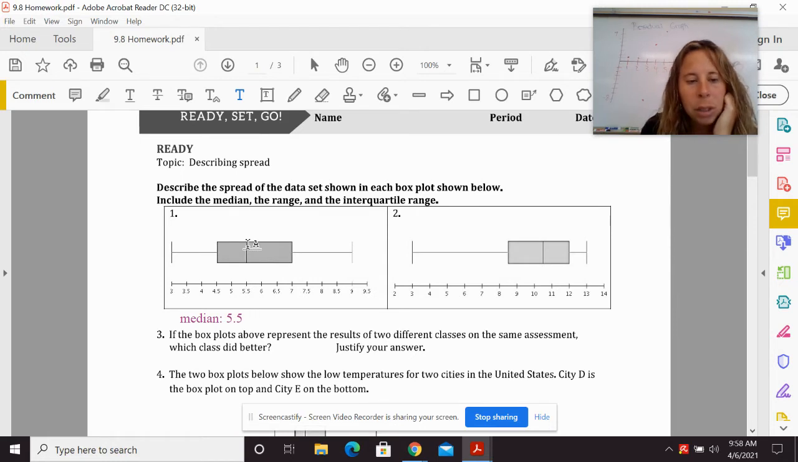The range is from your lowest to your highest. What is the range? So we go from 3 to 9, which is a range of 6. So your range is 6.